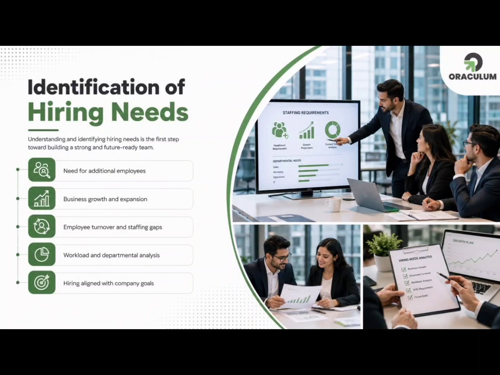Identification of hiring needs. The hiring process begins when an organization identifies the need for additional employees. This may occur due to business growth, employee turnover, expansion of operations, or the creation of new roles. Organizations evaluate workload requirements, departmental staffing needs, and organizational objectives to ensure hiring decisions are aligned with organizational goals.